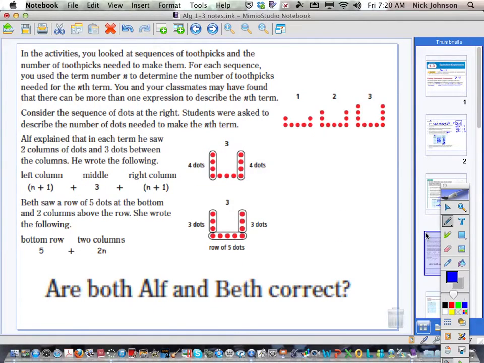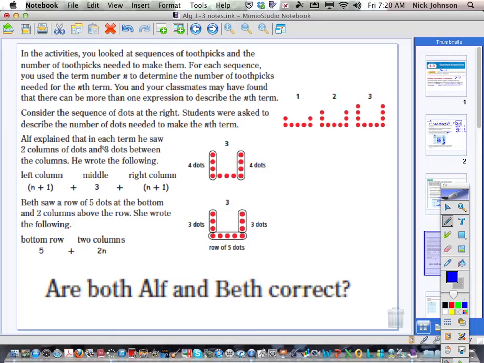In the activities, you looked at sequences of toothpicks and the number of toothpicks needed to make them. For each sequence, you used the term number n to determine the number of toothpicks needed for the nth term. You or your classmates may have found that there can be more than one expression to describe the nth term. Consider the sequence of dots at the right. Students were asked to describe the number of dots needed to make the nth term. So there's 1, 2, 3.